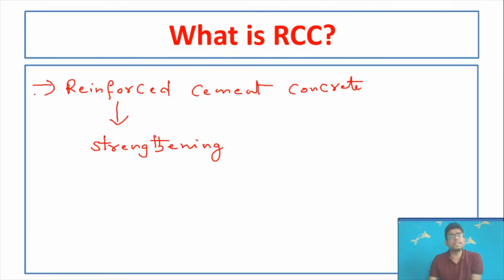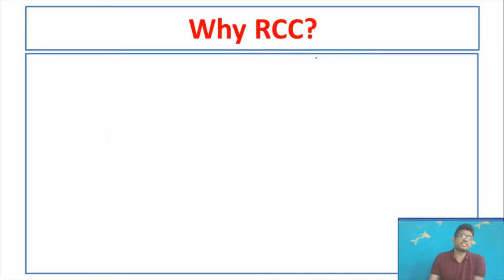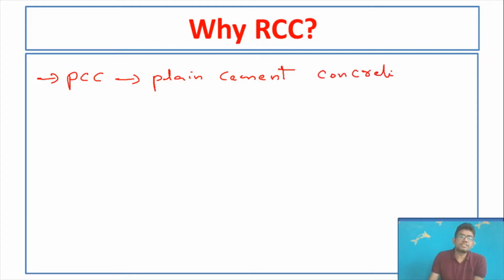Now basically why do we have to use RCC? What is the material we are using for reinforcing here? Whatever material we are using for reinforcing is steel. That means to strengthen the cement concrete, we are using steel. Now if you take PCC, plain cement concrete, this plain cement concrete is strong in compression and weak in tension. It is very weak in tension.